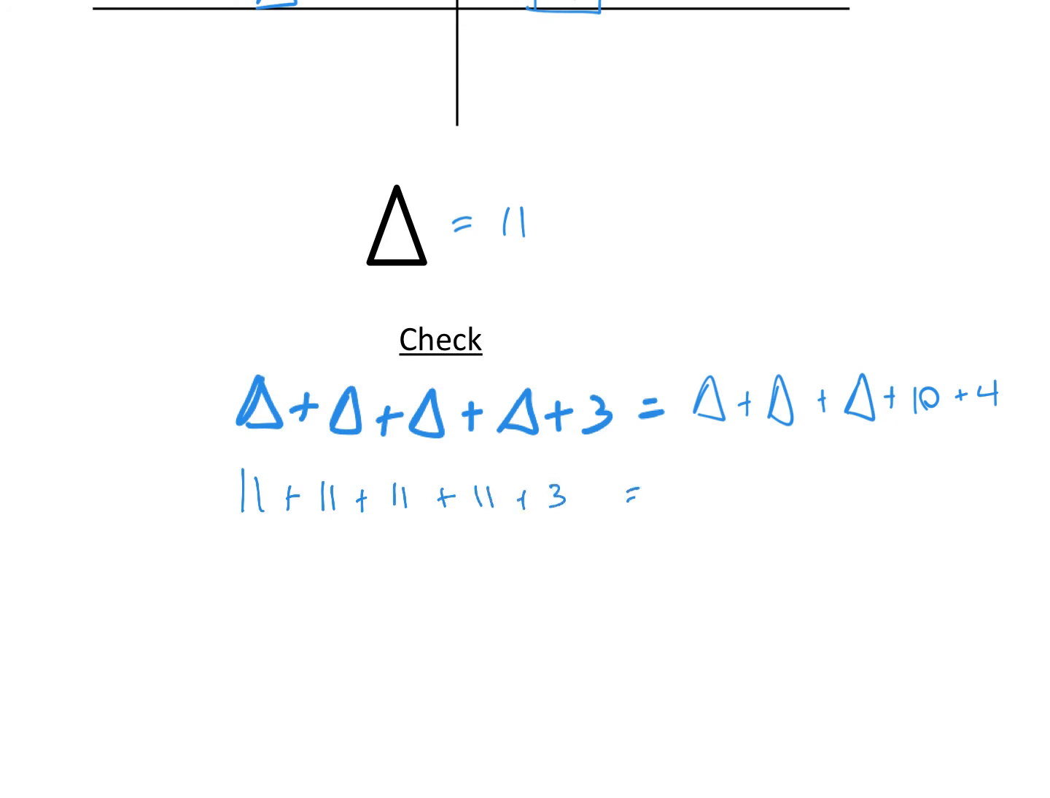Equals 11 plus 11 plus 11 plus 10 plus 4. And then I use my calculator to add them up. So when I add up the left side, I get 47. And when I add up the right side, I also get 47. So I see that it does indeed check out.